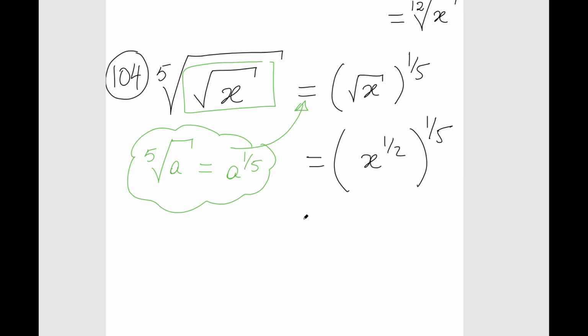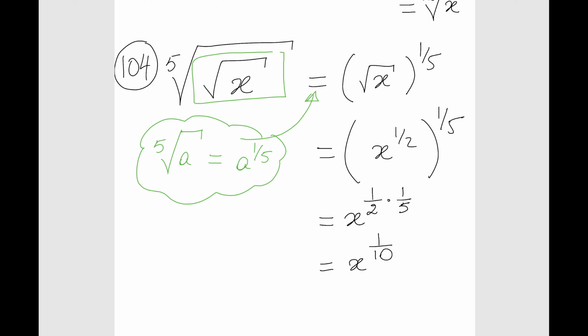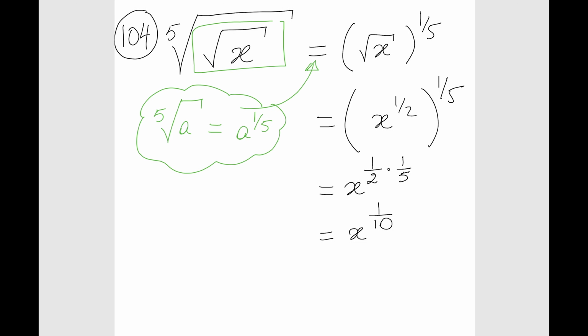So I'm going to keep the base, which is x. And I'm going to multiply the powers. 1/2 times 1/5, which is 1/10. And since they want it to be written in radical notation, that's the 10th root of x. It's the 10th root of x.